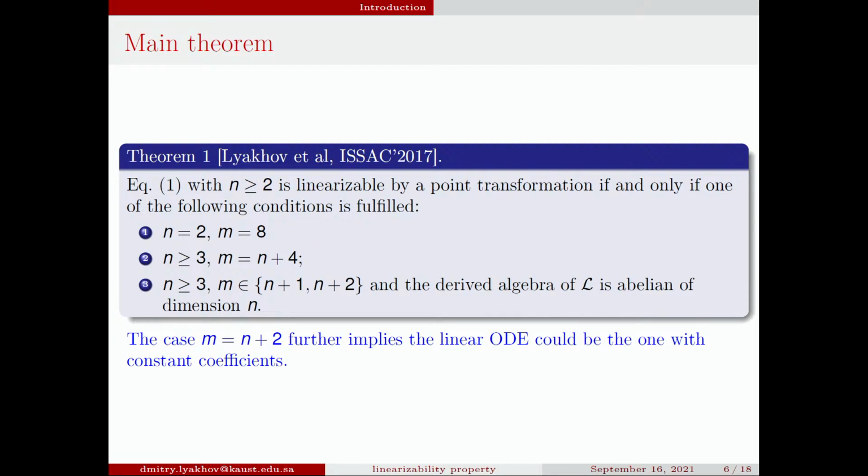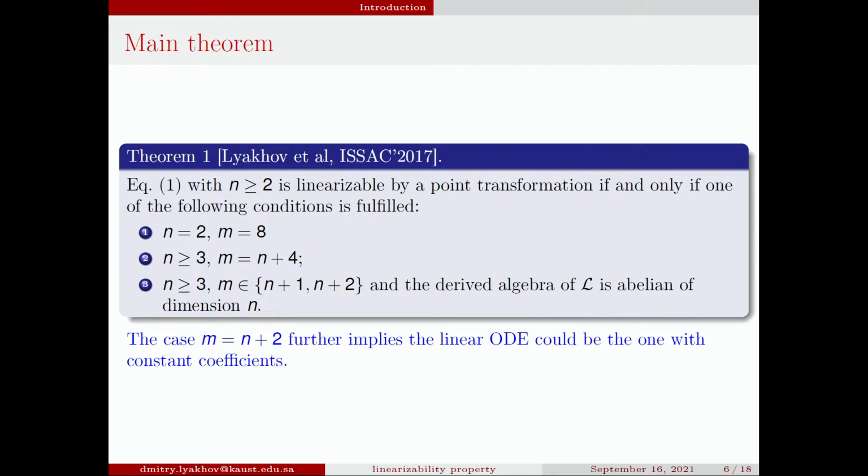Okay, so our algorithm is based on this main theorem, which claims that for equation 1, when the order is higher than or equal to 2, equation 1 is linearizable by some point transformation if and only if one of the following conditions is fulfilled. There are three cases. One: n equals 2, and the dimension of its symmetry algebra should be 8. In this case, equation 1 is always linearizable to the trivial case.